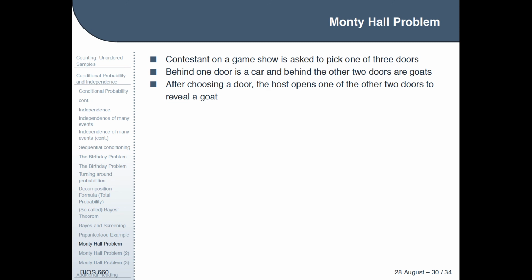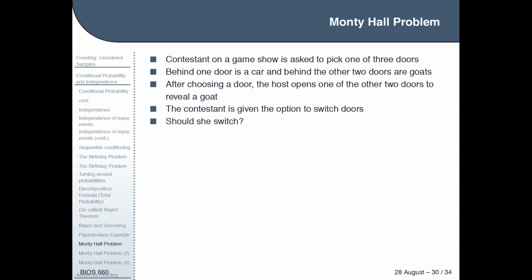But initially, the host will not open the door. What he will do is open one of the other two doors. Say I chose door 1, he will open door 3 and say, well, there's a goat behind door 3. Then the host says, do you want to stick with door 1, or do you want to switch to door 2? So the question is, should you switch or not?